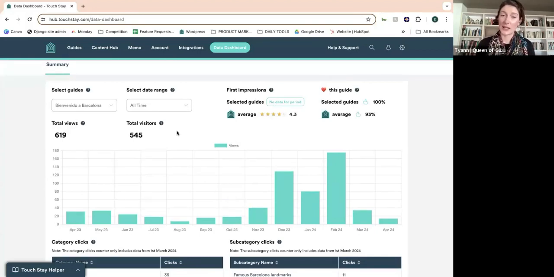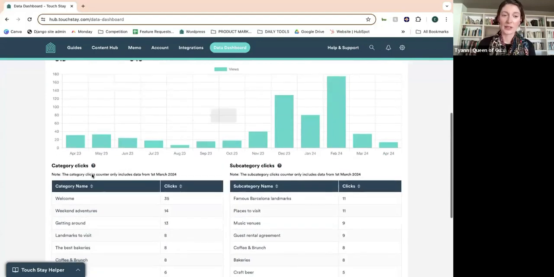So as long as you've had an account with TouchStay, this data goes all the way back. So all of that historical data will be shown there. What's different is when it comes to the category clicks and the subcategory clicks, that data, as it says here, only includes data from the 1st of March of this year, because that's when we launched the data dashboard and started collecting that data.